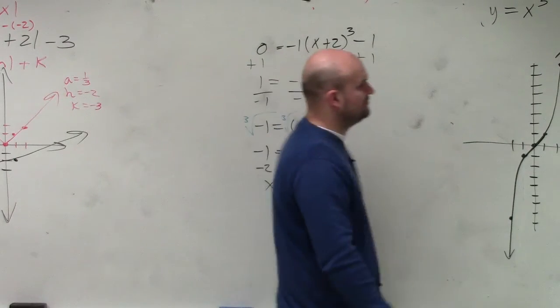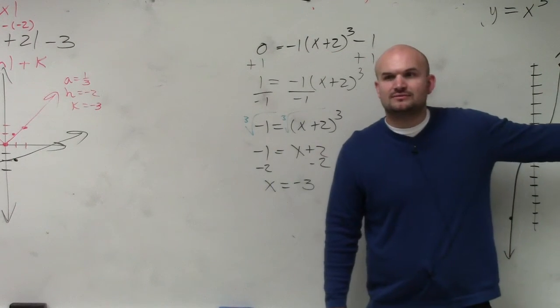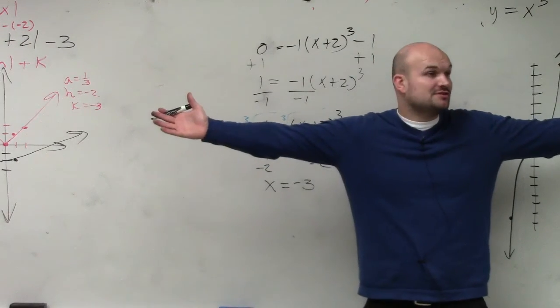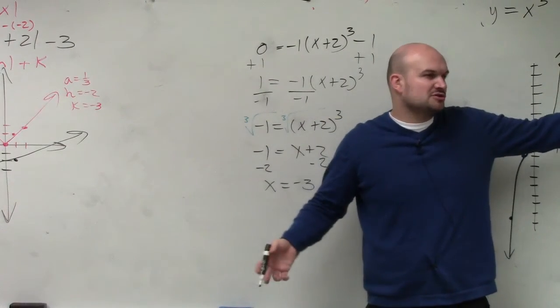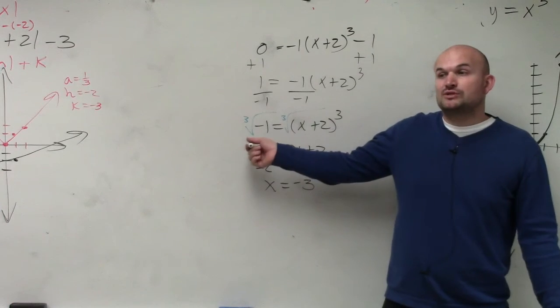So x equals -3. Ladies and gentlemen, is that my solution over there? That's my real solution, right? My real x-intercept. We know there's 2 other solutions, but they're complex. But that tells you what your real solution is.